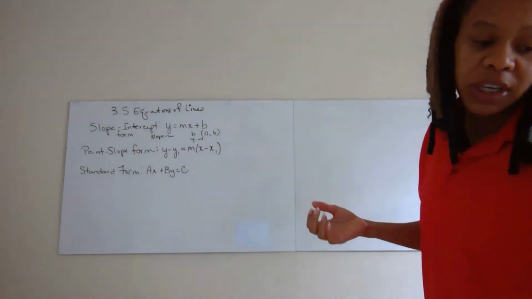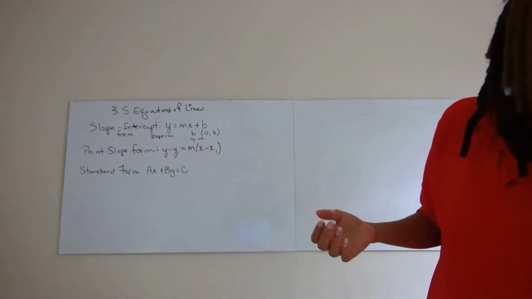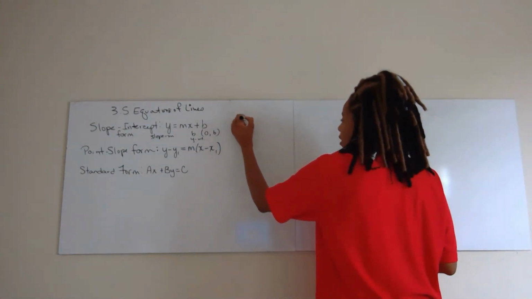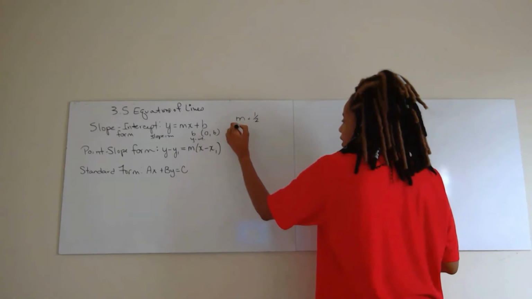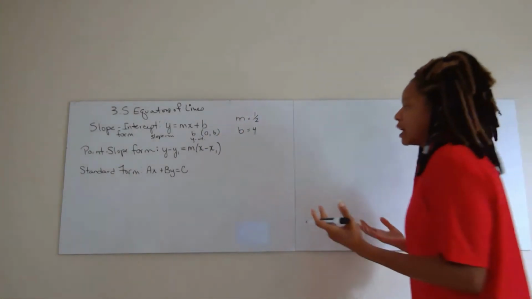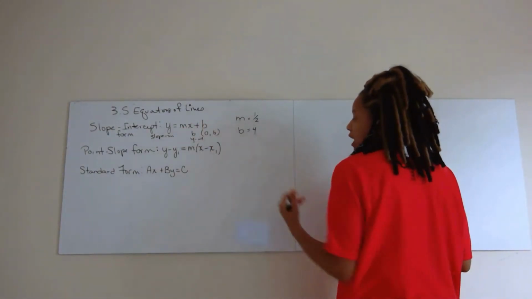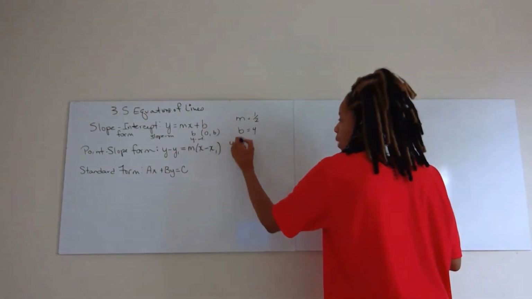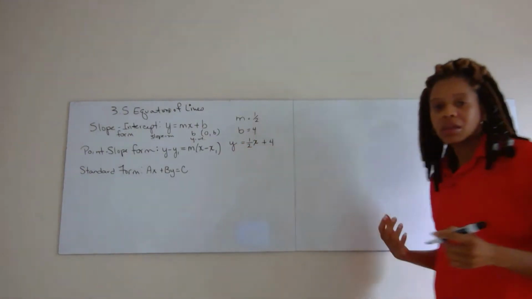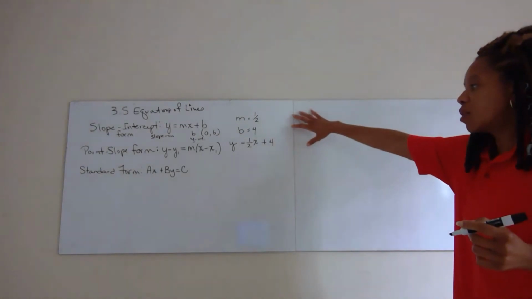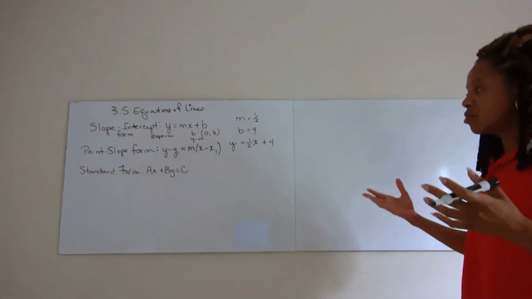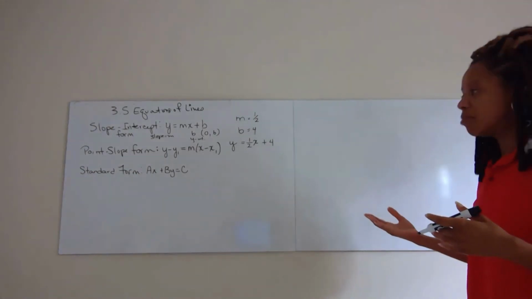So let's say that we are given information. So let's say that they give us m is 1/2, and then they give us b is 4. So you would write the equation of the line given that information. So you're writing it in slope-intercept form. So you would just go y equals 1/2 x plus 4. Okay, so given the slope and the y-intercept, you can put it directly into the slope-intercept form by substituting in m and substituting in the b.